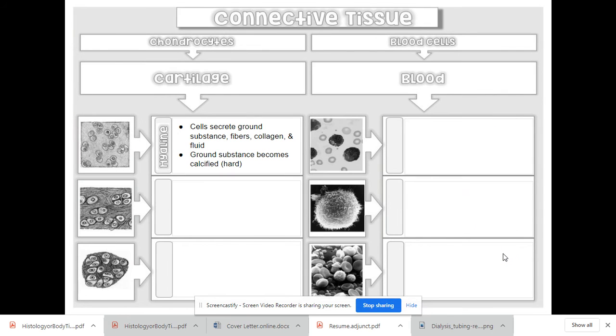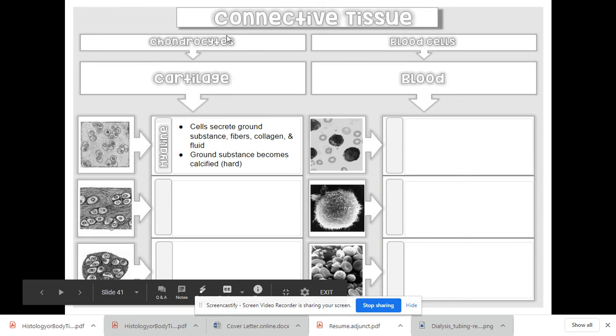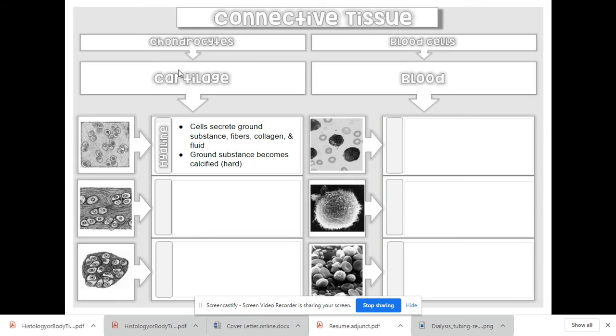Your second connective tissue page looks at two other types of cell derivatives. Chondrocytes make cartilage, and there's three different kinds of cartilage. This first one here is called hyaline. So you're going to move that label over to that little square.